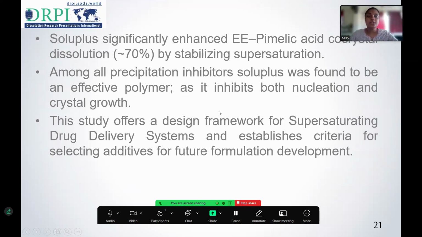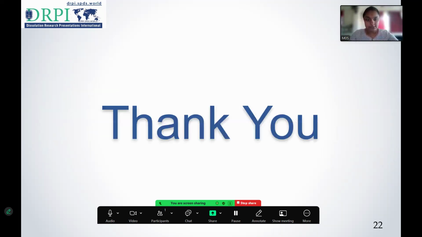Among all precipitation inhibitors, Soluplus was found to be an effective polymer as it inhibits both nucleation and crystal growth. This study offers a design framework for supersaturation drug delivery systems and establishes criteria for selecting additives for future formulation development. Thank you.